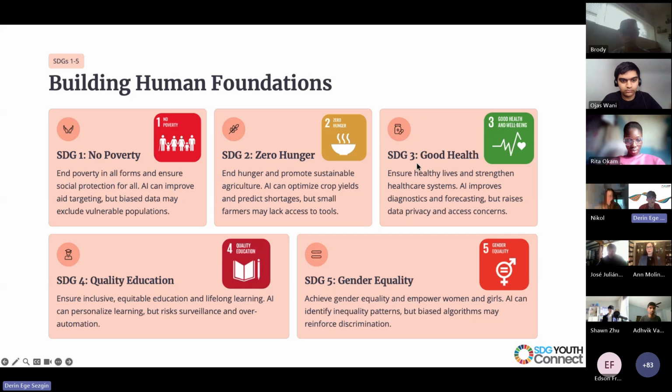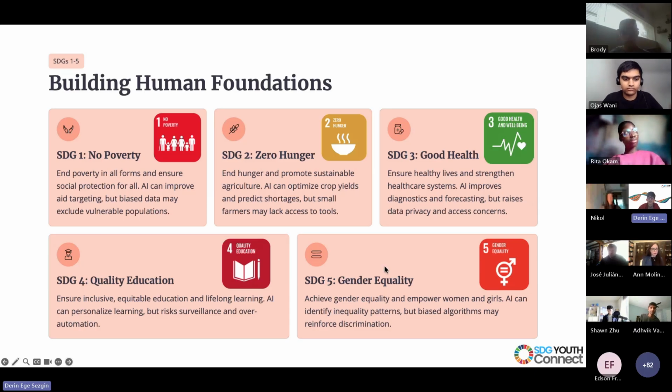SDG 4, Quality Education. Ensuring inclusive, equitable education and lifelong learning. AI can personalize learning, but risks surveillance and over-automation. In this sense, AI might breach your data, similar to data privacy concerns in SDG 3, and it could also be biased and teach you biased data based on the training of the data it received. For example, if it received data that is biased in itself, then the output that it gives you will also be biased. This is something that you must make sure to eliminate if you do an SDG 4 solution.